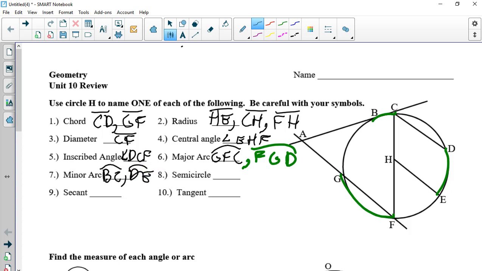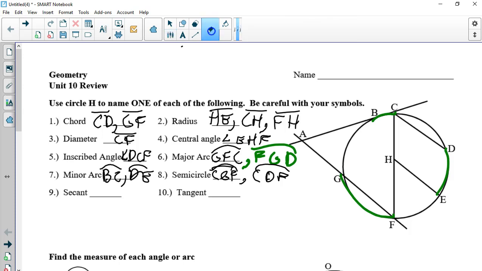Alright? A semicircle. Well, the only way you can do that is starting at C and going left to right. So we can say CGF. Or we could say CDF. We could also call that CEF. Doesn't make a difference.